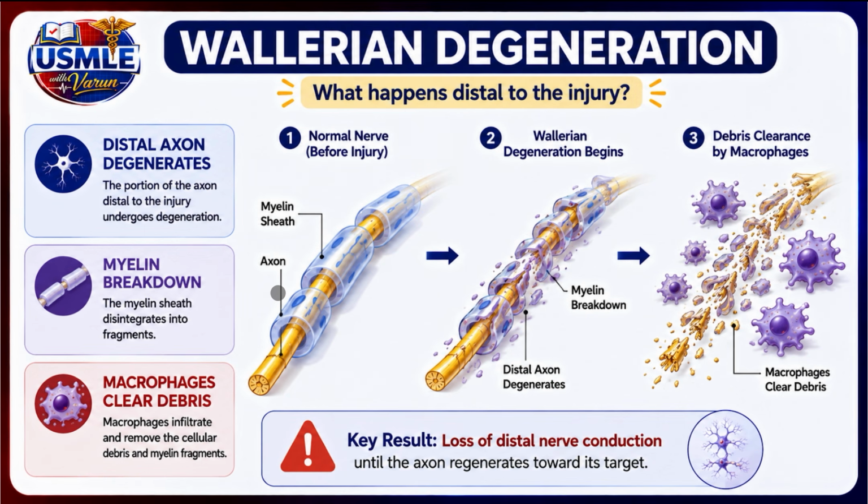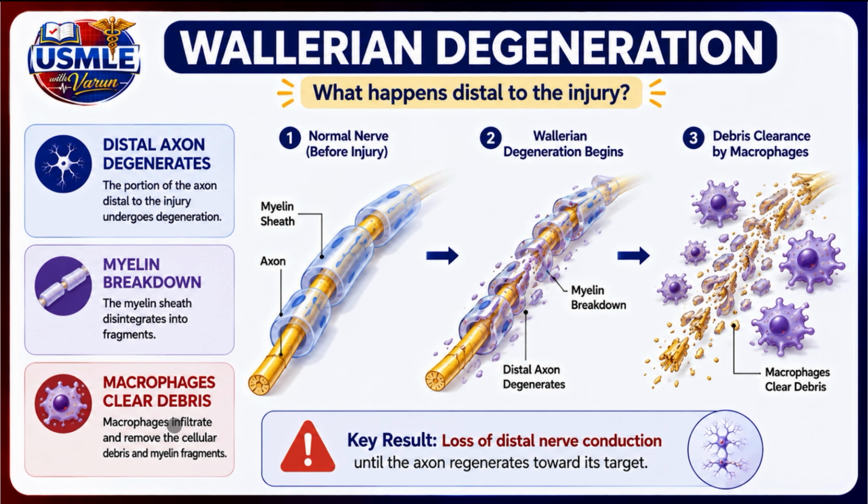Wallerian degeneration is characterized by the following: after axonal injury, the portion of the axon distal to the injury usually degenerates. The myelin breaks down and macrophages remove the debris, and this is called Wallerian degeneration and is essential before regeneration can occur. So firstly, the distal axon degenerates. This portion of the axon distal to the injury undergoes degeneration, and there is myelin breakdown. The myelin sheath disintegrates into fragments.